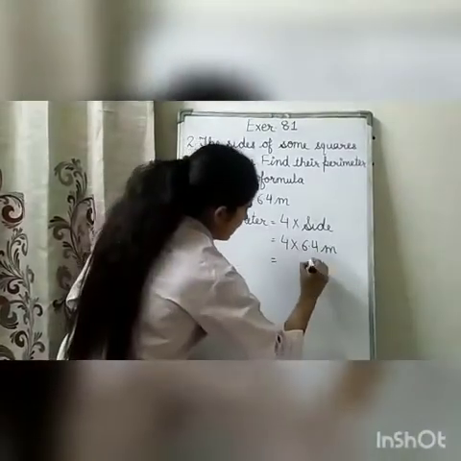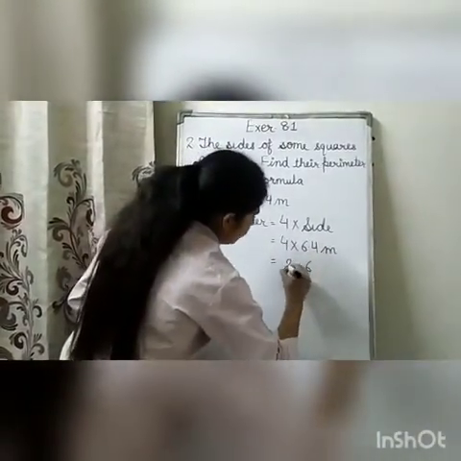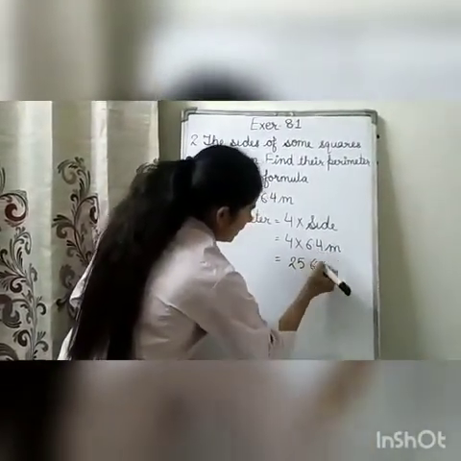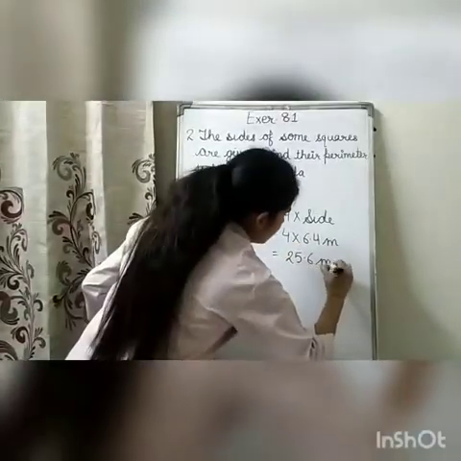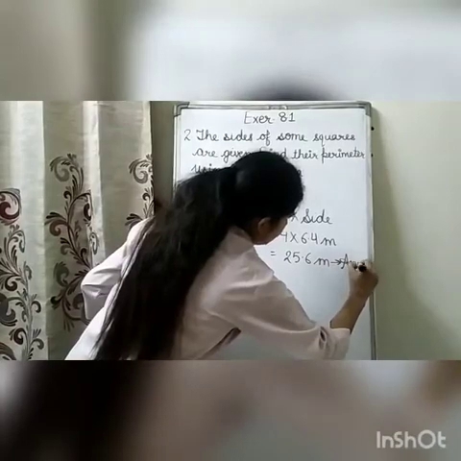4 4s are 16. Carry 1. 4 6s are 24 and 1 is 25. Put the decimal 1 digit from the back. 25.6 meter. This is our answer. Fine.